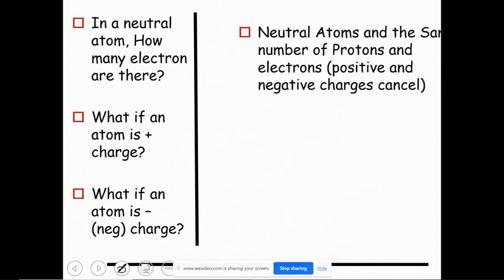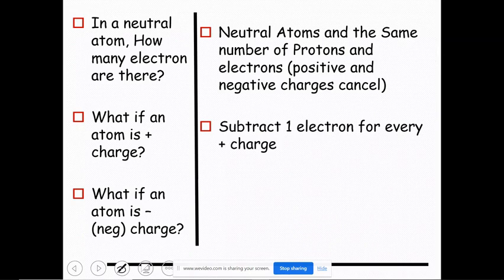So, all right. In a neutral atom, atoms are neutral by definition. How many electrons are there? So the number of protons and the number of electrons are going to be equal to each other. The positives and the negatives will cancel each other out.